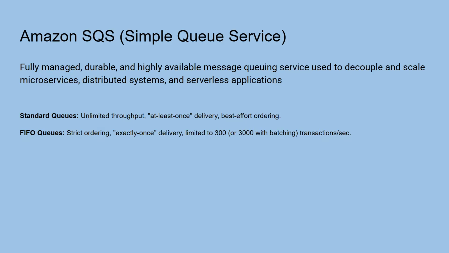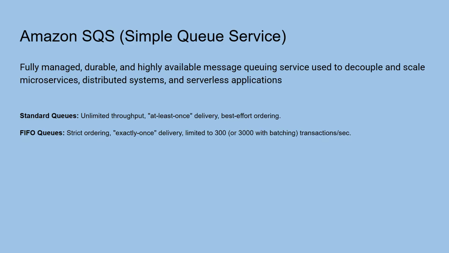The standard queues have unlimited throughput, at-least-once delivery, and best-effort ordering. And then there are also FIFO queues, first in, first out, with strict ordering, so exactly-once delivery, limited to 300, or if you're batching, you can do up to 3,000 transactions a second. If the worker finishes successfully, the message is deleted. If the worker fails, the message becomes visible again, so another worker can try it.